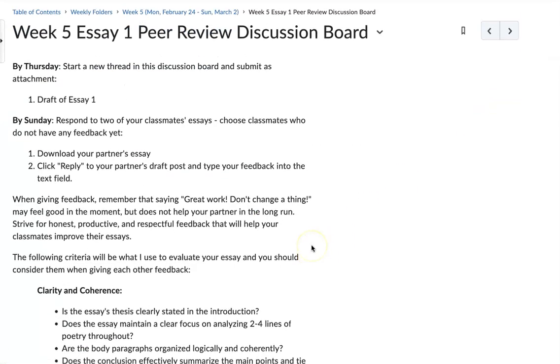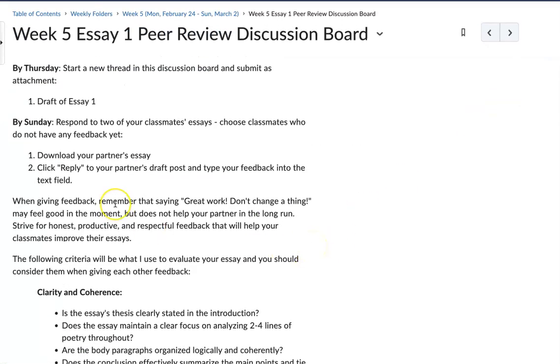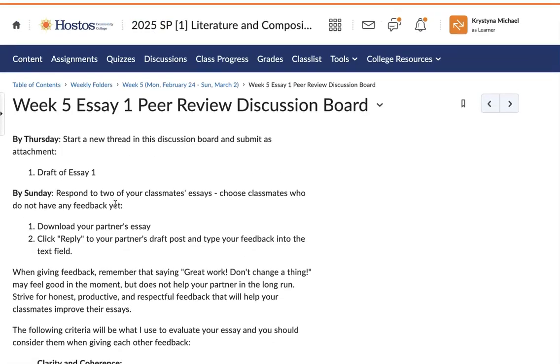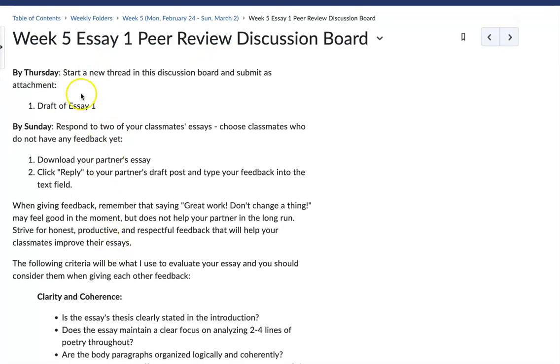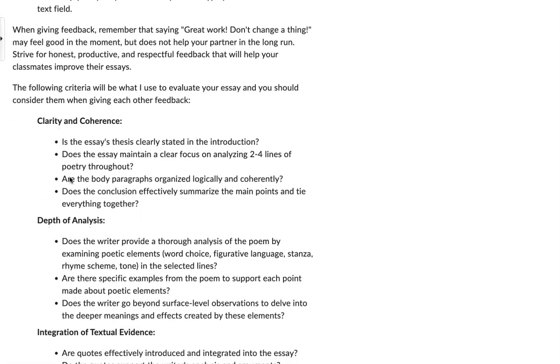And then the last thing you're going to do is the peer review. This is a little bit more structured than the peer review you did last week for your introduction, and it's because it's for the whole essay. So by Thursday, you're going to submit a draft of your essay. By Sunday, you should give feedback to 2 of your classmates. Choose classmates who do not have any feedback yet.